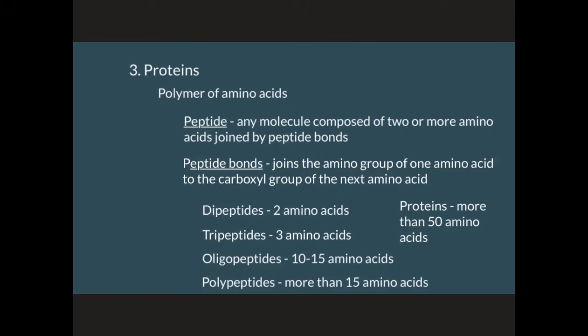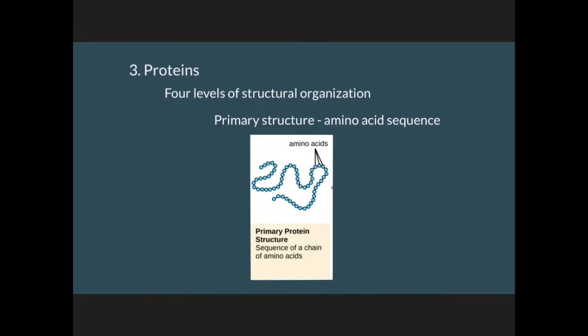Proteins have 4 levels of structural organization. The primary structure of a protein is the protein's amino acid sequence that is unique to each protein. This amino acid sequence is linked together by covalent peptide bonds to form a polypeptide chain.